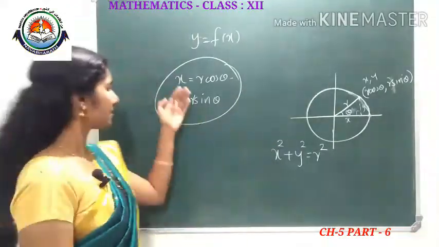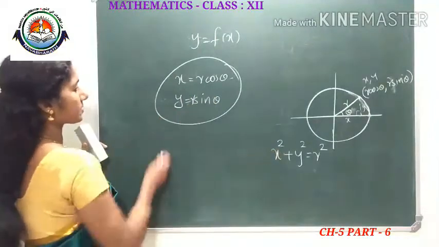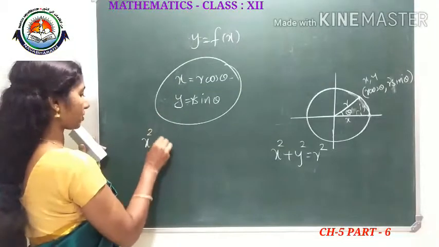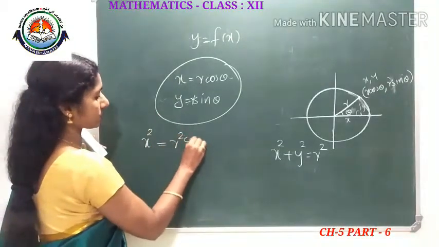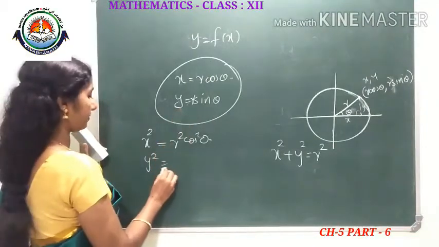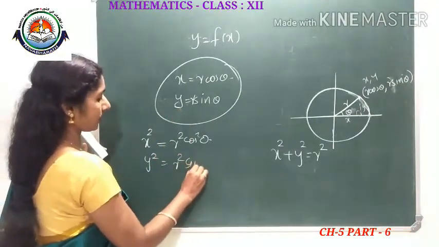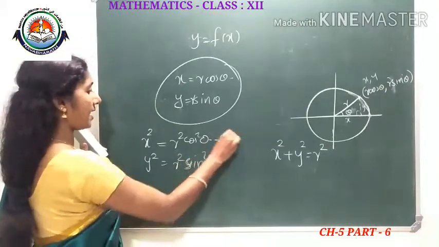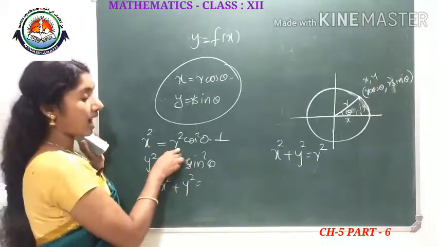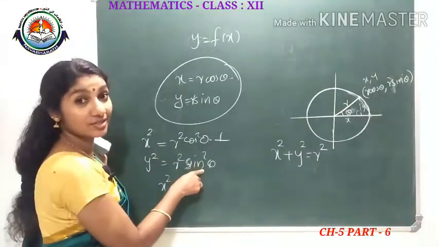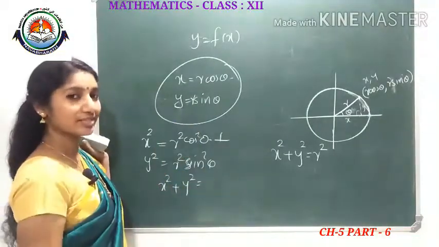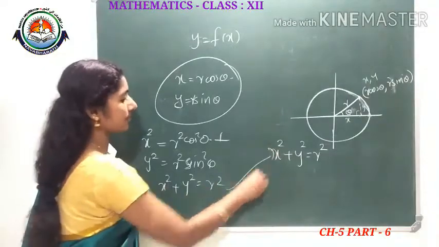How is it connected? You just square and add these two equations. We will get on the left side x square equal to r square cos square theta. When we find the square of the second equation, we get y square equal to r square sin square theta. Then add these two equations, you will get x square plus y square equal to r square cos square theta plus r square sin square theta. Take r square common, and cos square theta plus sin square theta is 1. So you are getting r square. See, the same equation we are getting.